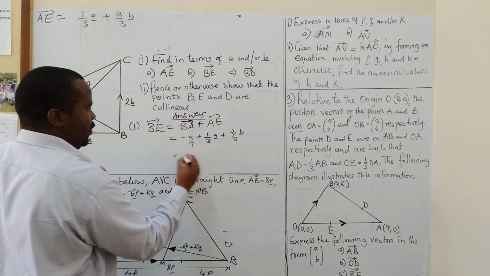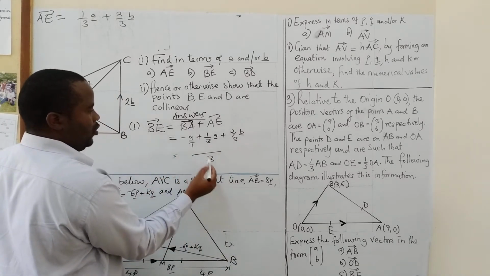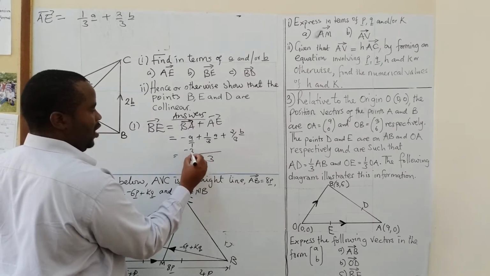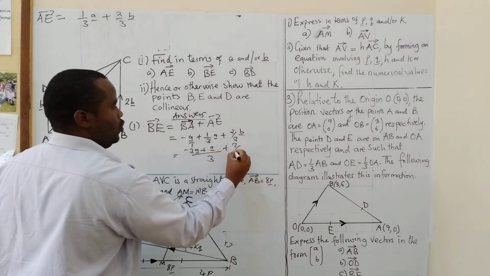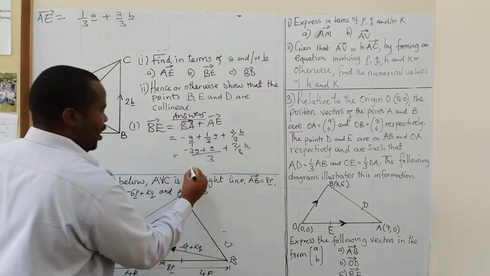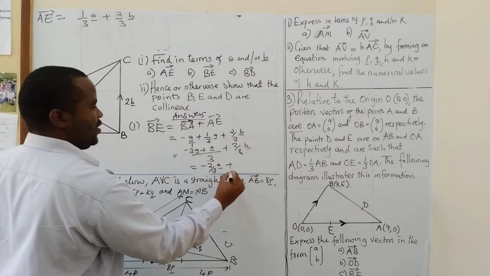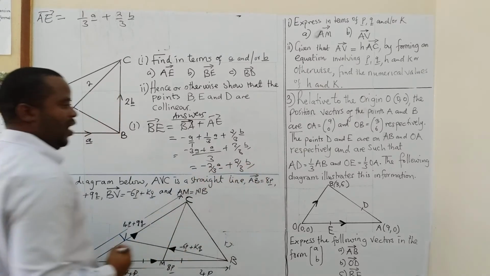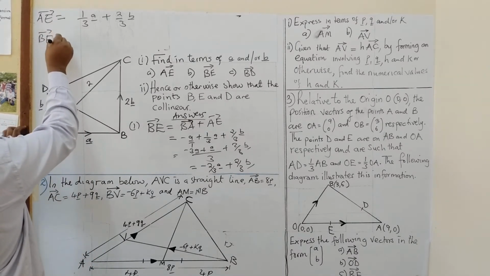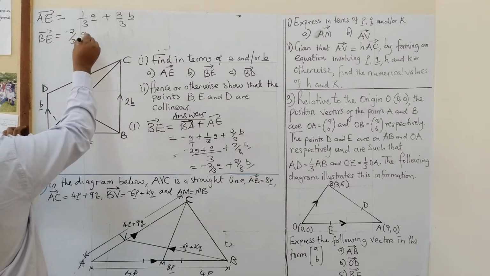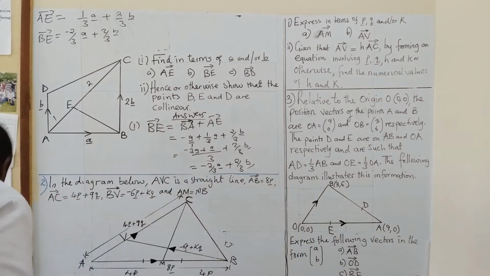Our denominator here will be 3. So here, 1 into 3 is 3, by negative a, negative 3a, plus 1a, you have a plus 2 over 3b. And our answer will be negative 2 over 3a plus 2 over 3b. This is our answer. So we are saying BE is negative 2 over 3a plus 2 over 3b.